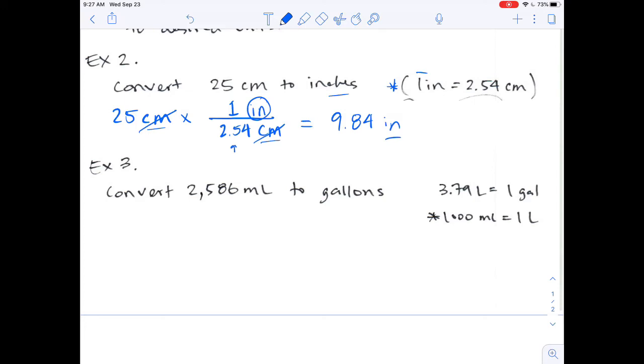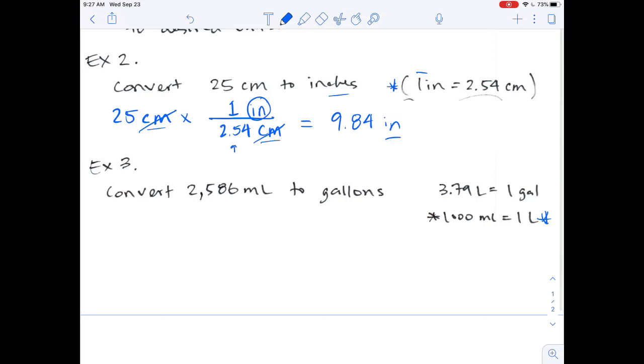So this problem reads, number 3, convert 2,586 milliliters to gallons. One thing is maybe you're given this conversion factor, that 3.79 liters equals 1 gallon. You also should know, that's why I made a star there, that there are 1,000 milliliters in 1 liter, 1,000 mil anything in 1 anything. So that's a conversion factor that you should know. I'm not going to ask you to memorize too many, but that would be one that you are going to use all year long, so maybe get used to it.